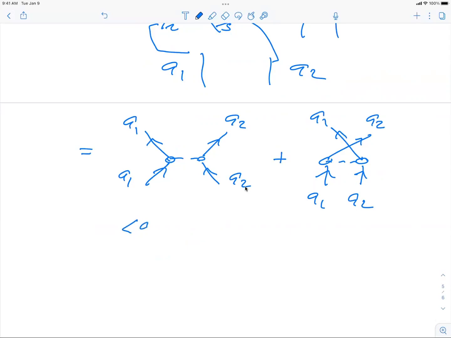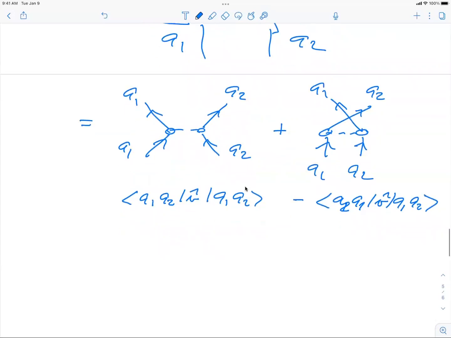So this becomes ⟨A1 A2|V|A1 A2⟩ here. And this second term becomes minus because we have crossing lines. And that's because we actually have to exchange operators in the chain of contractions which we're having. So this will be ⟨A1 A2|V|A2 A1⟩. So this is the way these matrix elements will look when we are dealing with the true vacuum.